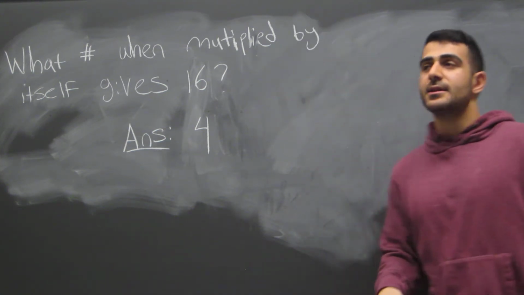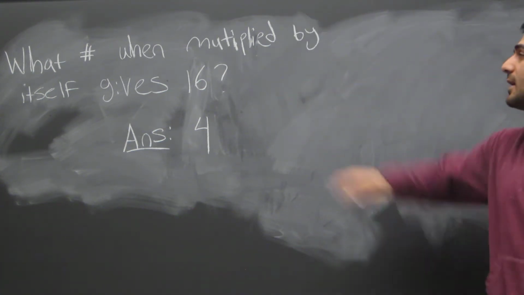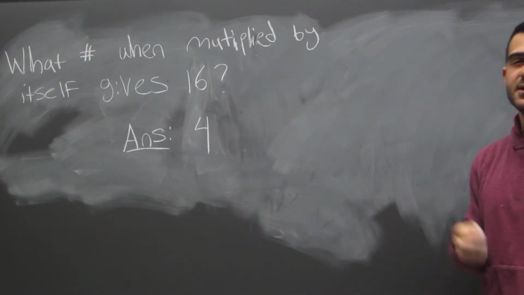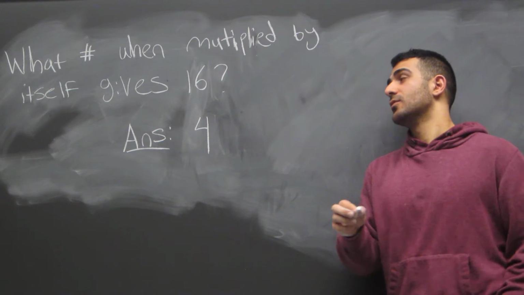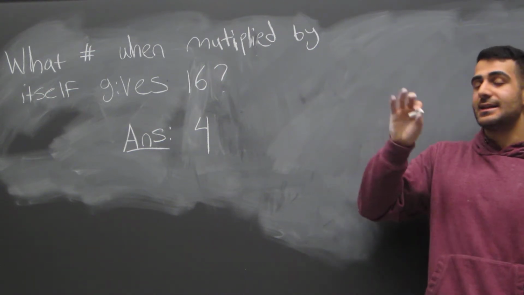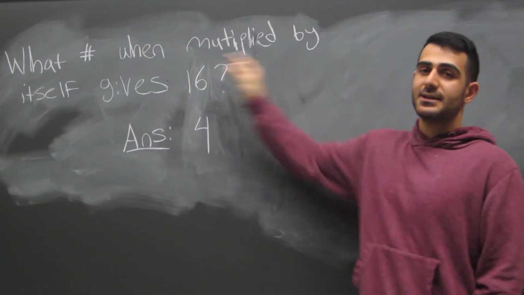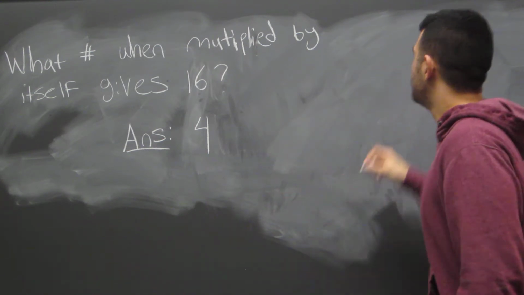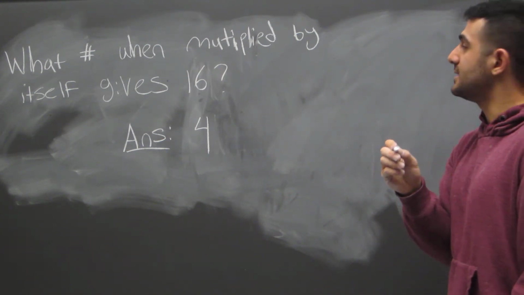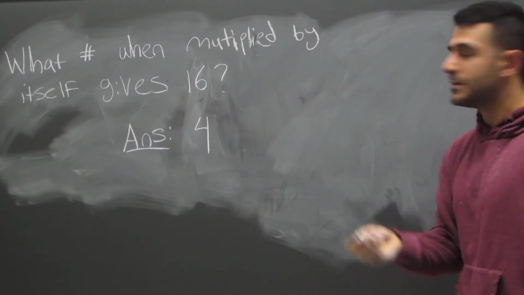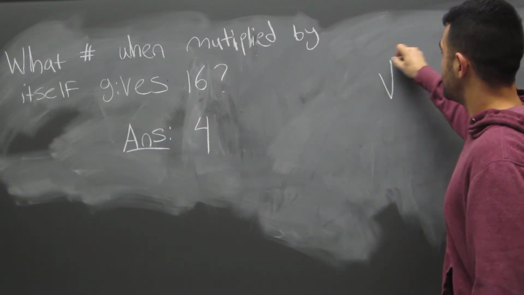Instead of me writing this over and over and writing this huge sentence out, let's invent some kind of symbol which says the exact same thing. So whenever you see that symbol, it conveys the exact same question. Let's call this symbol the square root, which will look like this.